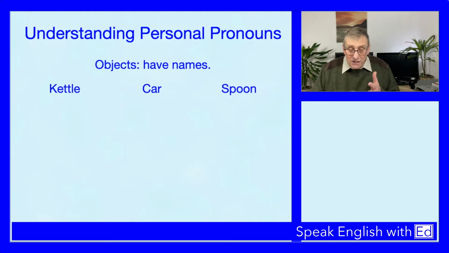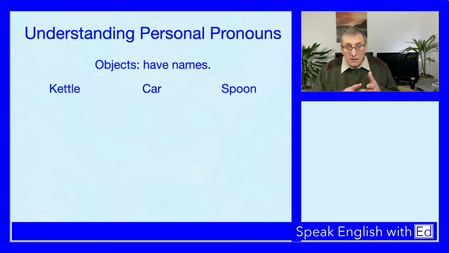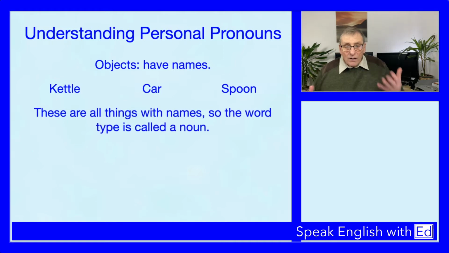Now, as well as places and people, which obviously have names, you've got objects as well. Objects have names. There's a kettle, a car, a spoon, a table, a pen, a computer. They've all been given a name so that they can be identified. So they're all nouns. And a little bit further into your conversation, you can replace the name of it with a pronoun because they make things a lot easier when you're talking.